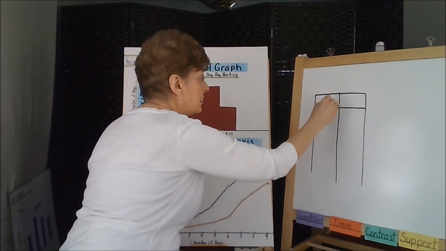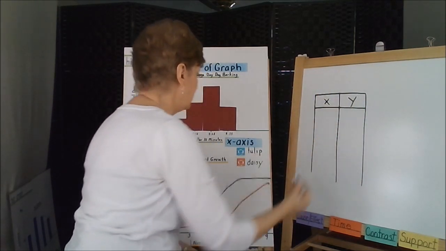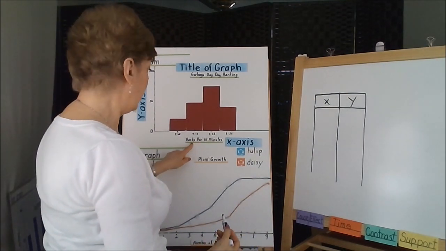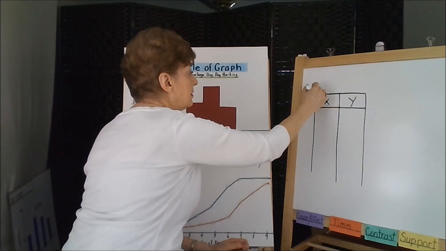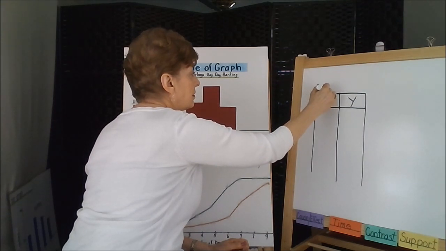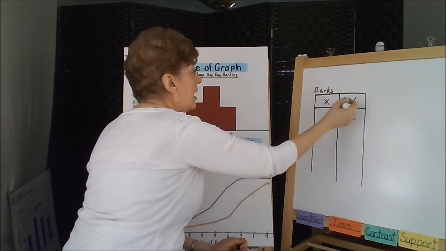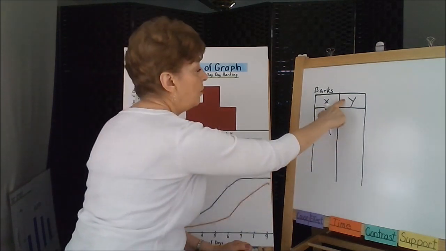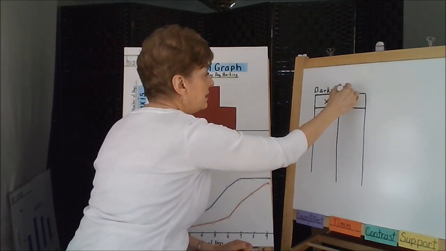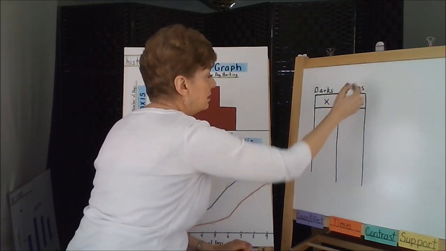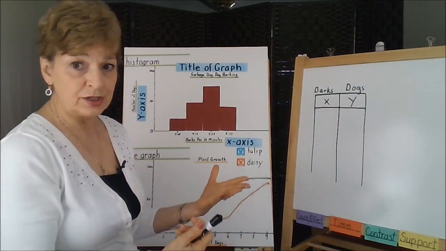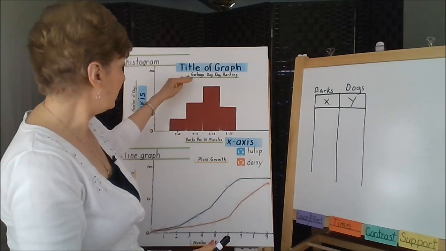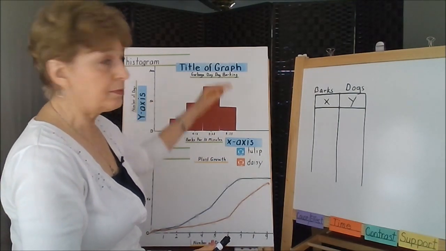So our x-axis would be barks per 10 minutes. And the y-axis would be the dogs. The correlation is understood further in the title, Garbage Day Dog Barking.